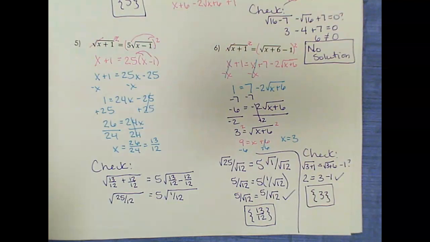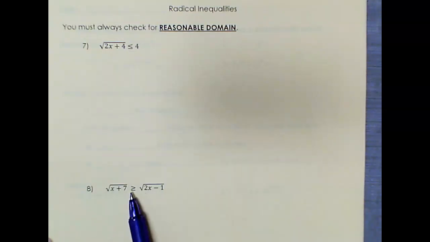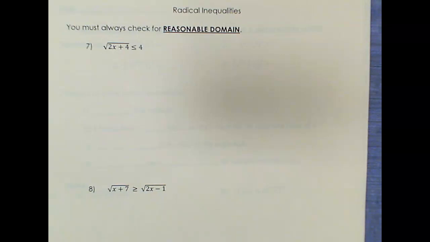All right. So our last bit of work today comes from a reasonable domain. So notice that these are a little bit different because these problems are all inequalities, which means that our answer is not going to be one number. Our answer is going to be like all the x values that are less than or equal to 6 or something like that. They're going to be all the x values that are less than or equal to or greater than or equal to something.